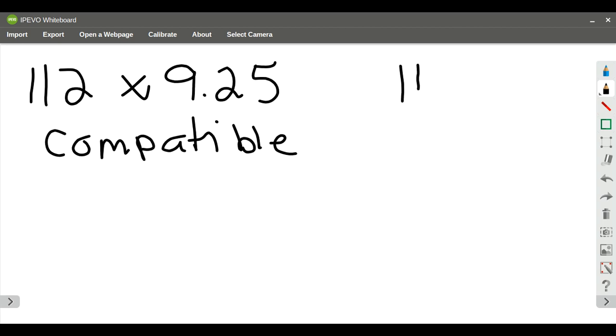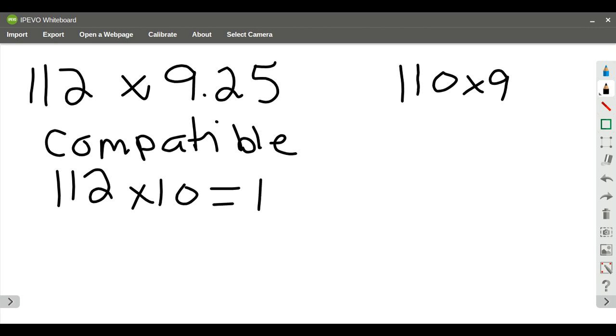So if I did rounding, or I did 110 times 9, I guess if I rounded both of them, I could find that pretty easily. But I can really easily find 112 times 10 because all I have to do is add a 0 after that. Okay. So compatible numbers in this case were going to be easier to use.